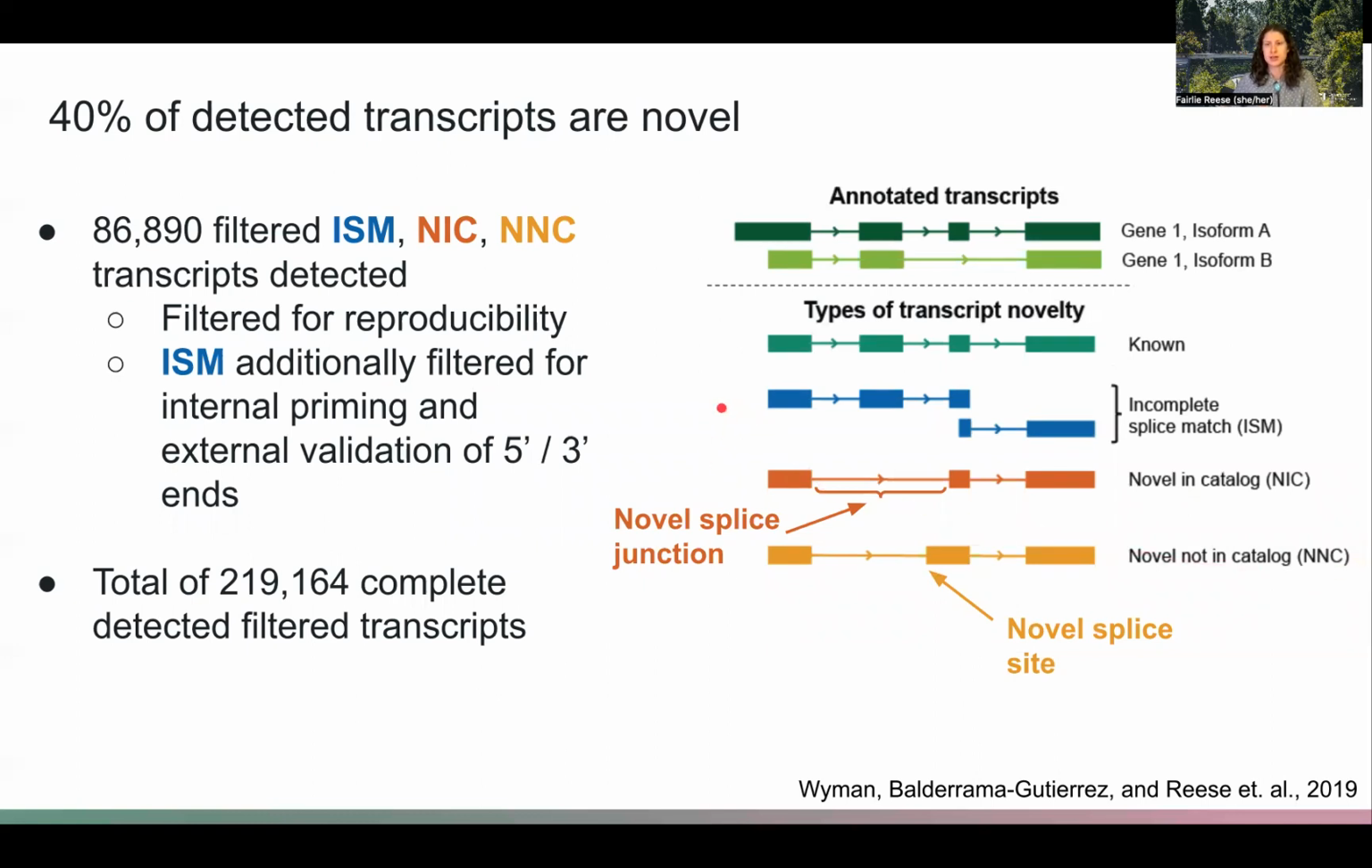The first one is ISM, which represents a subset of a known transcript, such as these 2 transcripts seen here. We can also have novel in-catalog transcripts, which are characterized by the presence of a novel splice junction, and novel not in-catalog transcripts, which are characterized by the presence of a novel splice site.